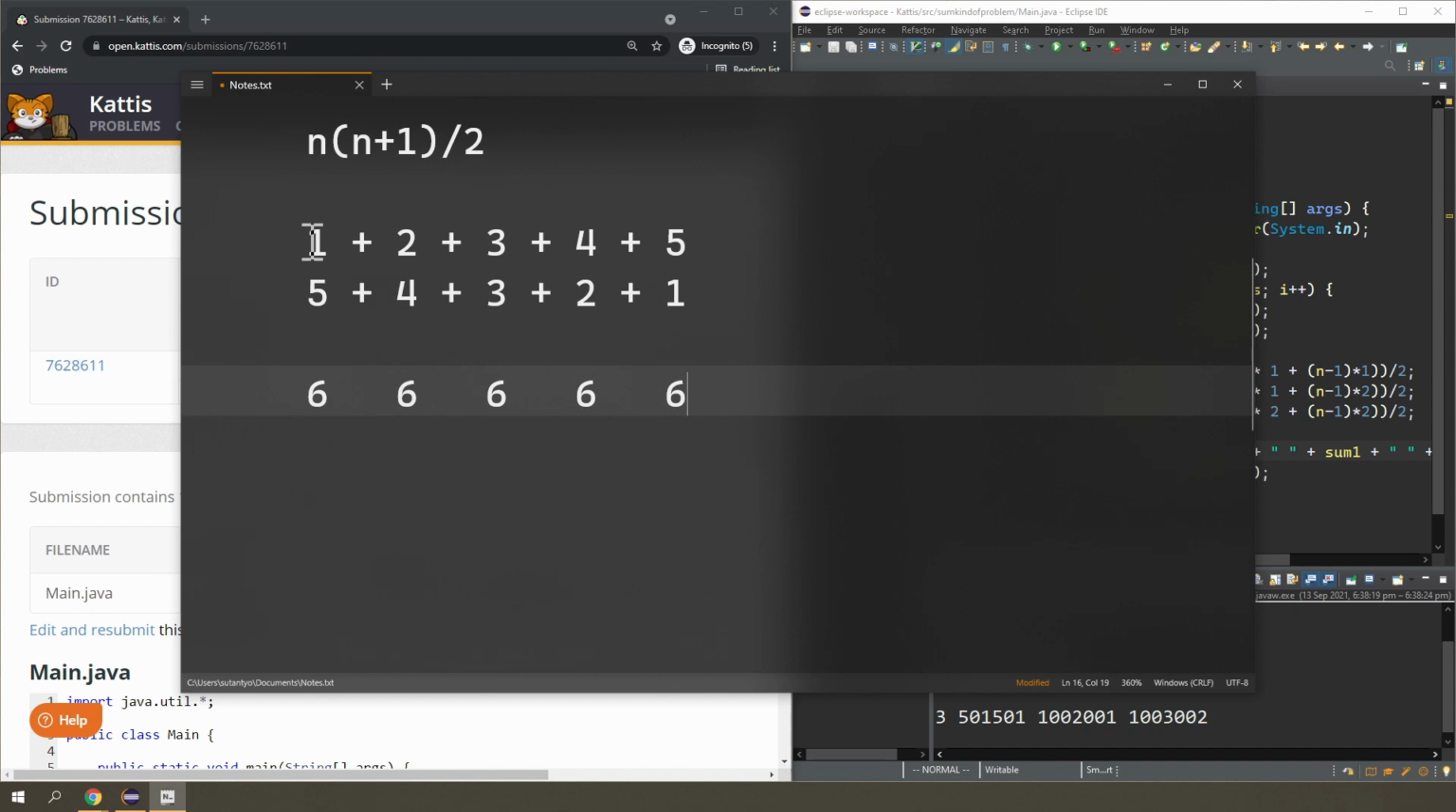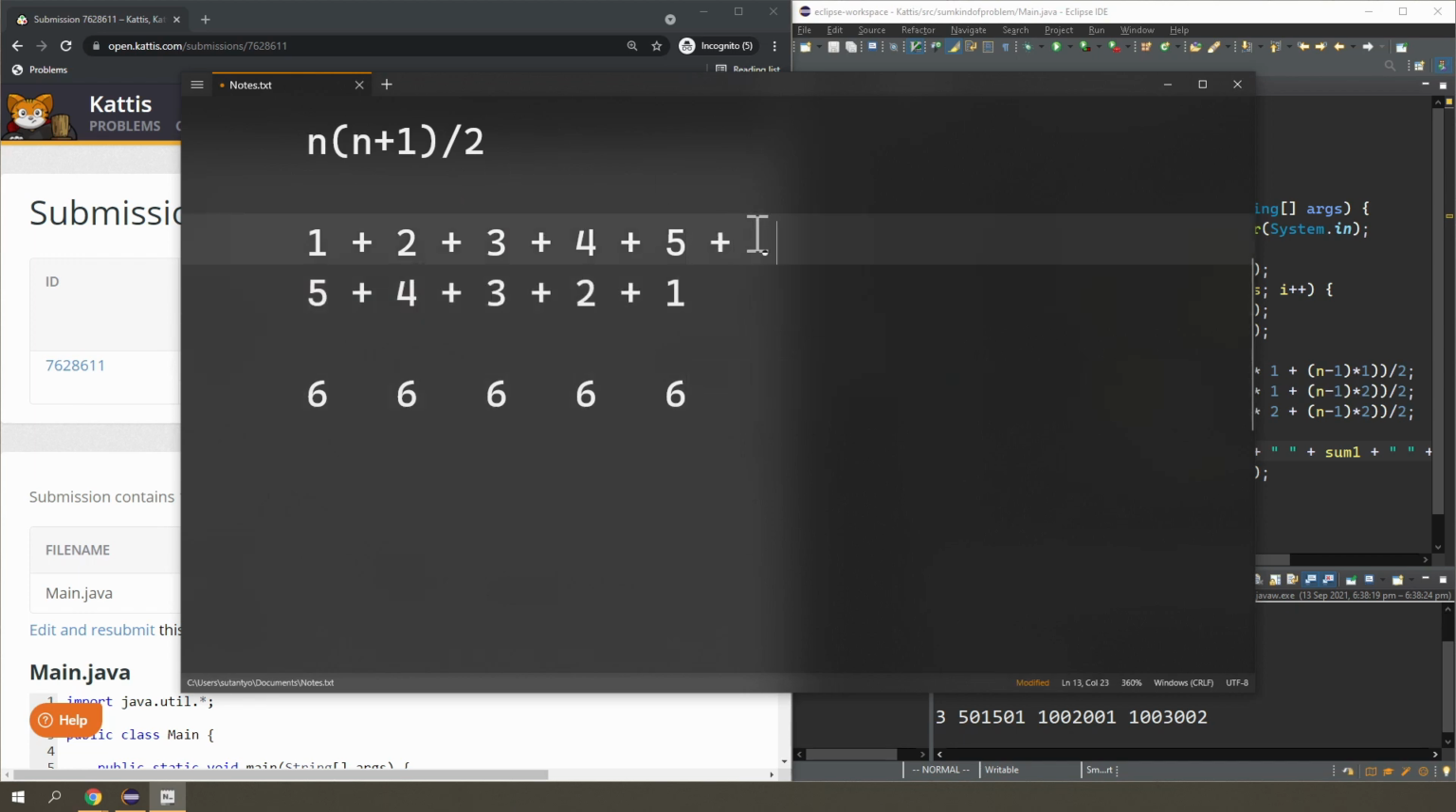So what happened is, how many 6s do I have? I have 5 of them. Well, that's cool, because 5 was the number of terms. So I got 5, that's your n. 6 is just n plus 1, right? And why divided by 2? Well, because we have to sum, and we added twice. That's why you have to divide it by 2.